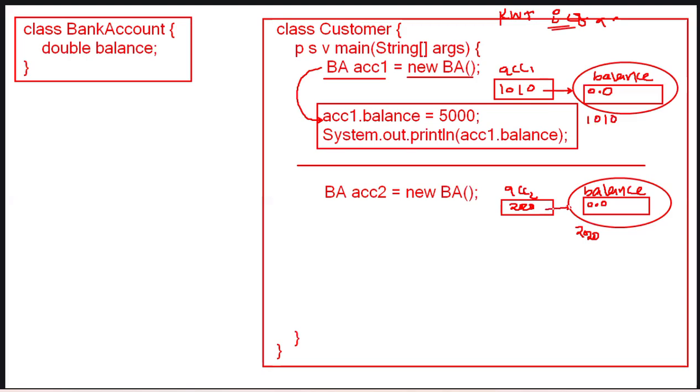2020 stored here, pointing. Previously, 0.0 was replaced with 5,000.0 here, because it is a double, and the balance value is being read and displayed.